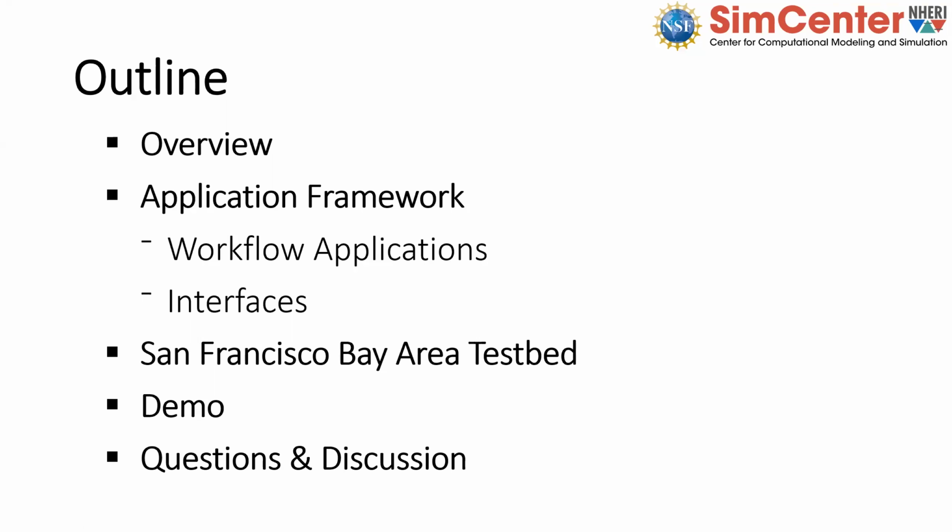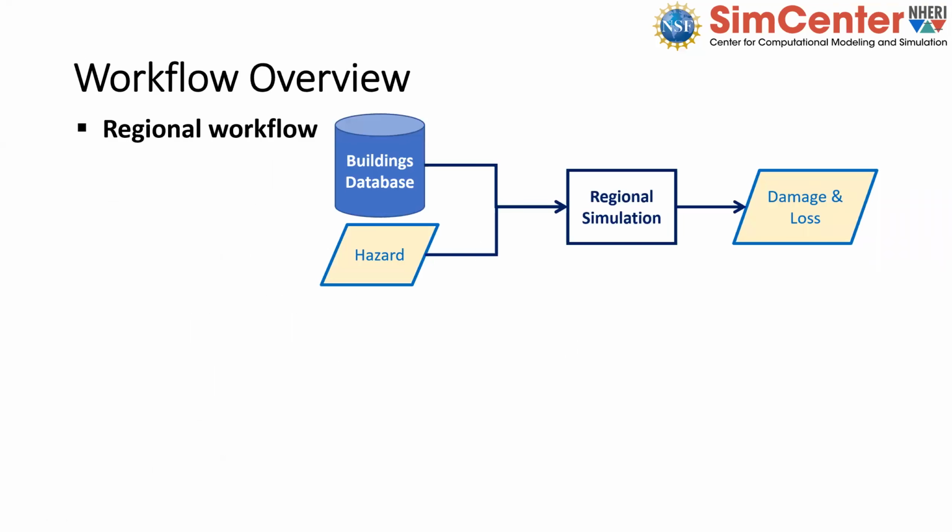So if we look at the workflow, our main objective is to do a regional simulation where we have a region of interest subjected to a hazard scenario, and we're interested to estimate the damage and loss that happens to the region. So in other words, we're mostly focused on buildings at this point, and we have a building database for the specific region that we're interested in, and we just run the regional simulation to estimate damage and loss.